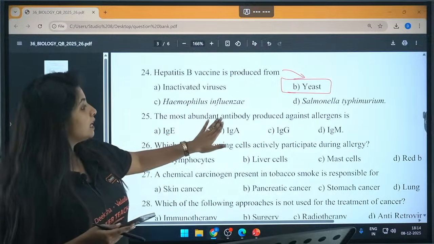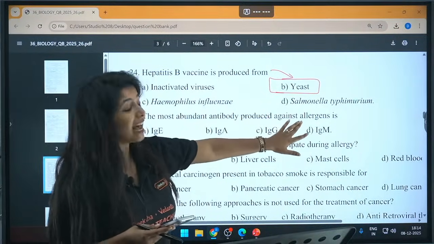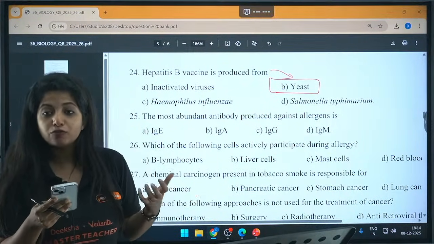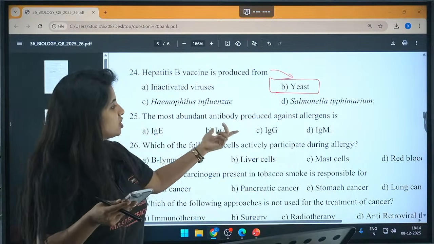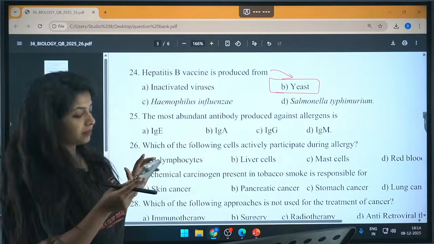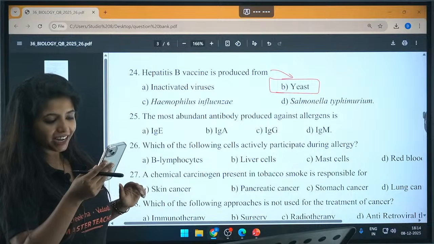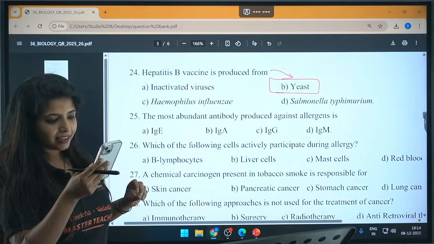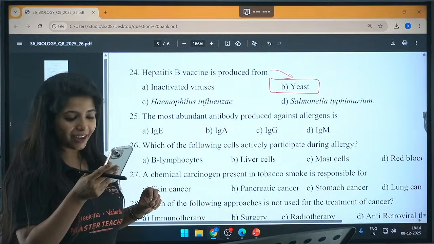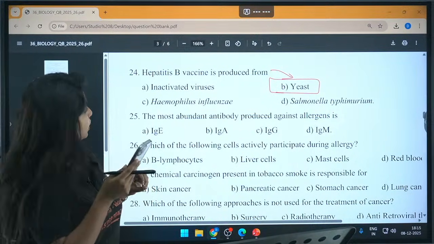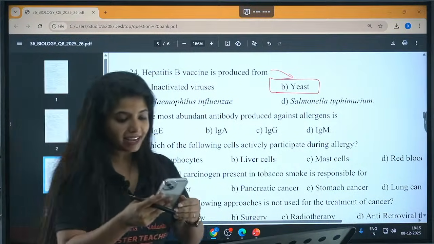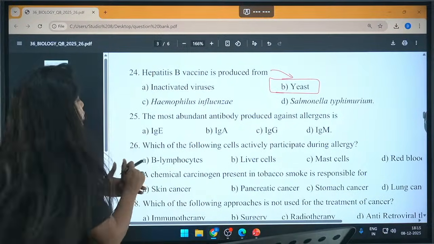The most abundant antibody produced against allergens is, so whenever we have allergy, which is that antibody which is produced the most? IgE, IgA, IgG, IgM. 25th A, Putta says A. Sagar: no ma'am, I learned from your lecture. That's so kind of you. Okay. Vidya also says 24th. It is B. Yes, my dear. Okay. Rukmani says 25A. Okay. So the answer for this question is A.